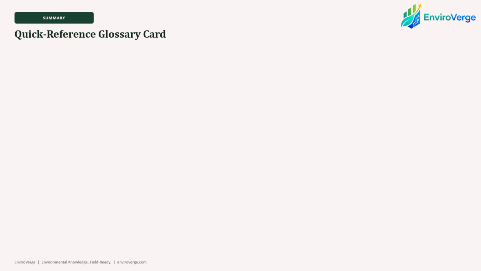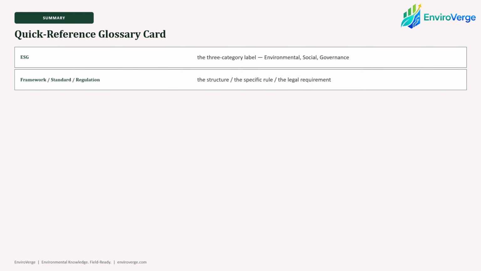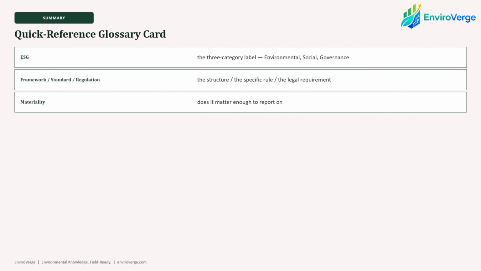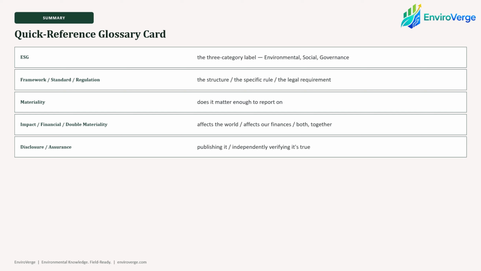Let's lock all of this in. One reference card, 9 terms. ESG, the 3-category label. Framework, standard, regulation. The structure, the specific rule, the legal requirement. Materiality, does it matter enough to report? Impact, financial, or double, which lens? Disclosure and assurance, publishing it and verifying it's true.